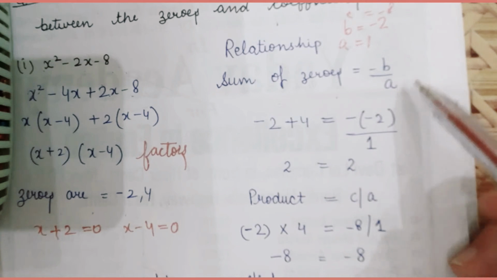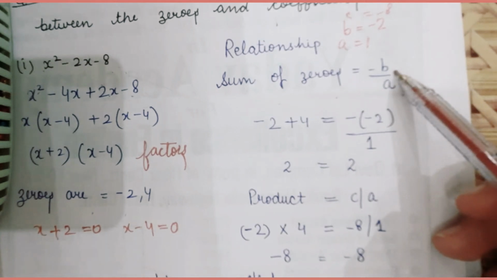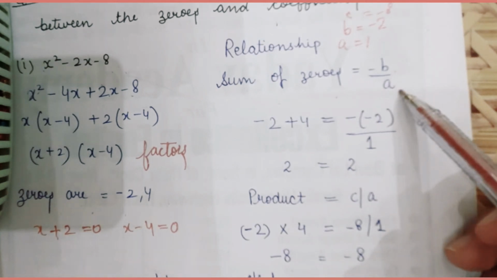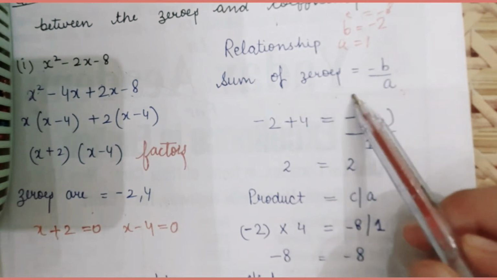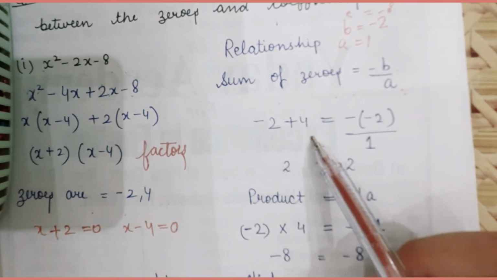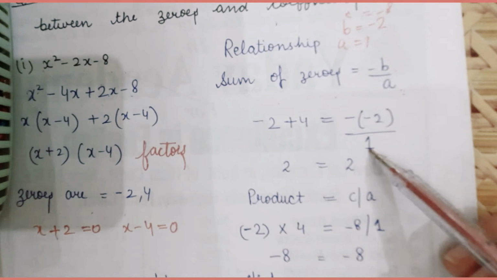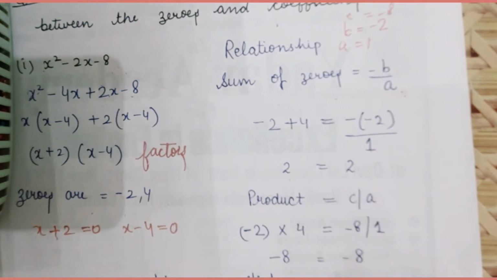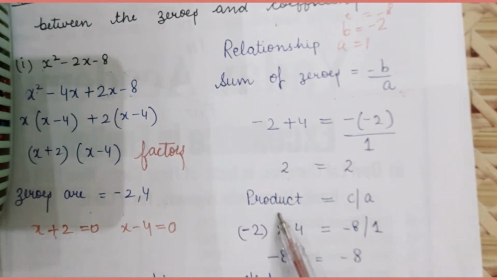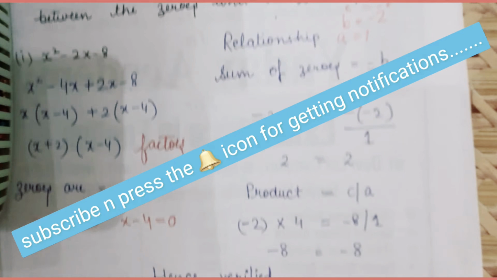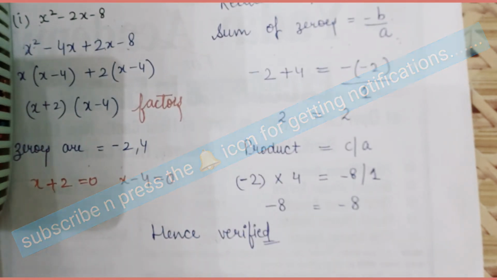Sum of zeros will be minus b by a. B is the coefficient of x and a is the coefficient of x square. Sum of zeros is minus 2 plus 4, and b is minus 2 and a is 1, so 2 equals 2. And product is c by a. Product is minus 2 into 4, that is minus 8, and c is minus 8, a is 1, so minus 8 equals minus 8. Hence it is verified.